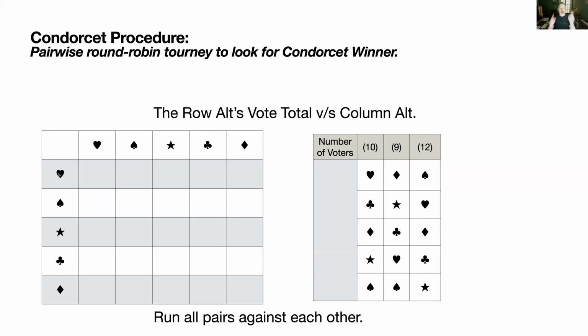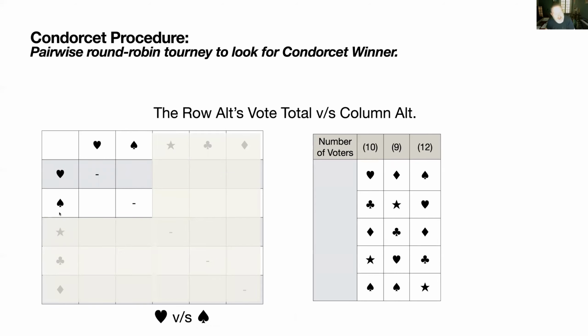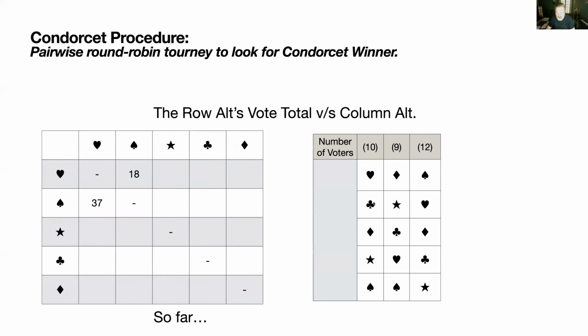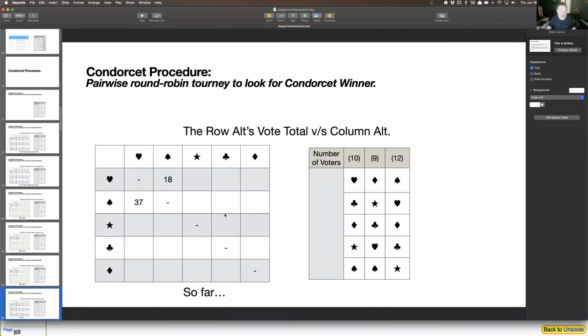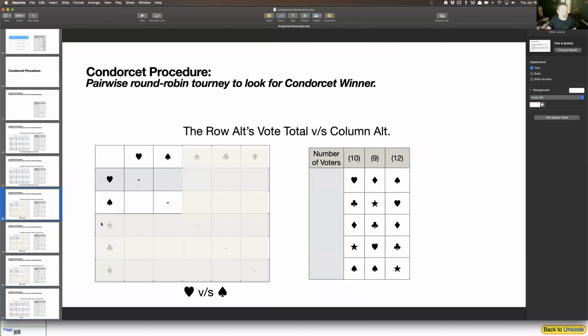Condorcet procedure, remember, you run everything pairwise, one pair at a time. First, there's not going to be any totals here. And this is where I'm going to have some numbers coming in that are wrong and I'm going to have to fix them, but we're going to run hearts against spades. Let me do it this way, since they're not finished. I'm going to be editing a lot. Hearts against spades.